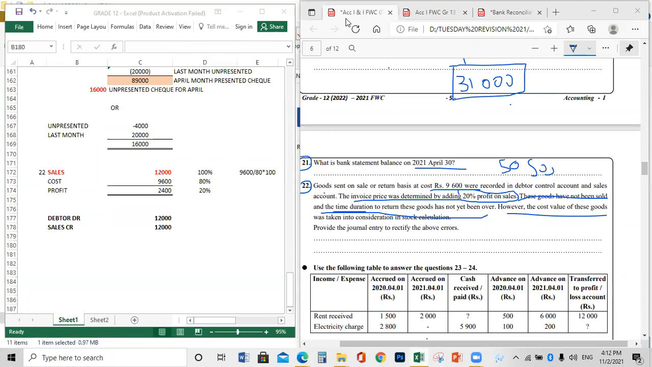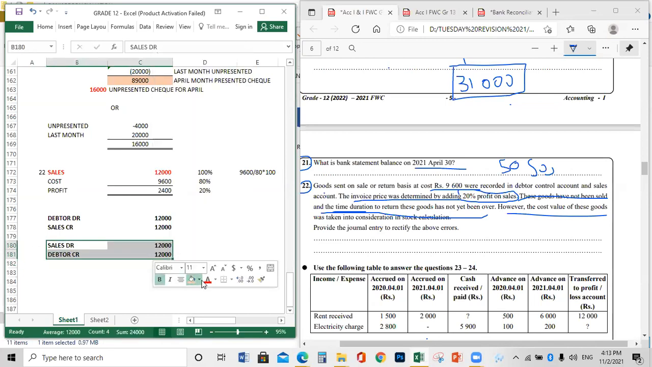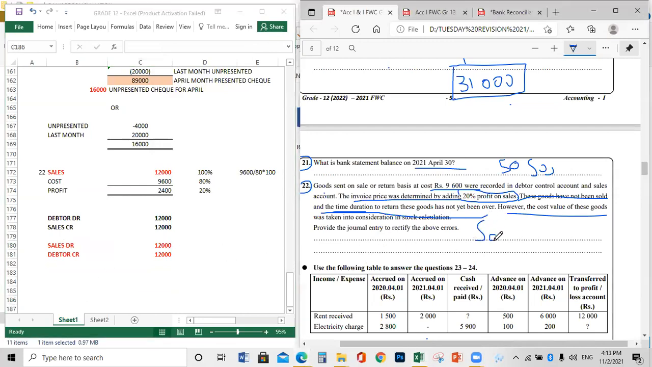To do the correction, you should cancel. To cancel, what do you have to do? Write the opposite entry. You have to cancel because this is not an actual sales. Sales becomes debit, debtor becomes credit. Sorry, debit your sales and credit your debtor. You have to reduce and cancel, so to cancel, you will write this entry. So the answer will be, sales becomes debit 12,000, debtor becomes credit by 12,000. This is the correct answer.